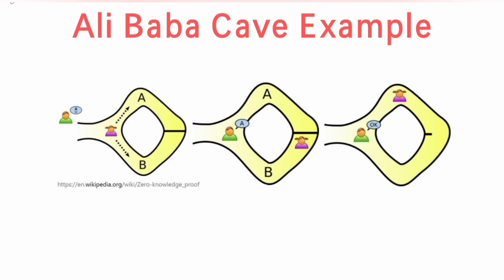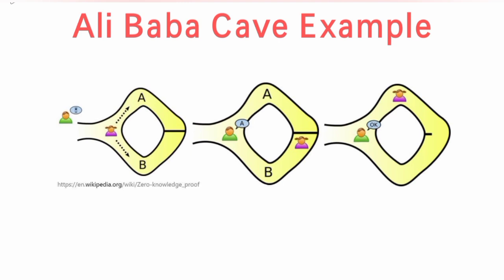That's why Peggy and Victor repeat this activity multiple times. After each repetition, Victor becomes more confident that Peggy knows the secret word. Victor's confidence will rise after repeating this process several times, but never to precisely 100%, since there is always a chance that Peggy was lucky in all repetitions.